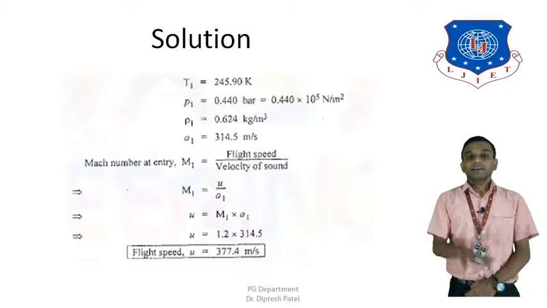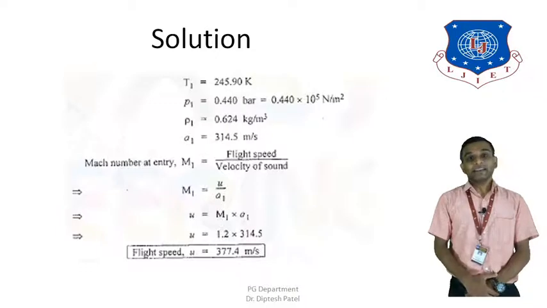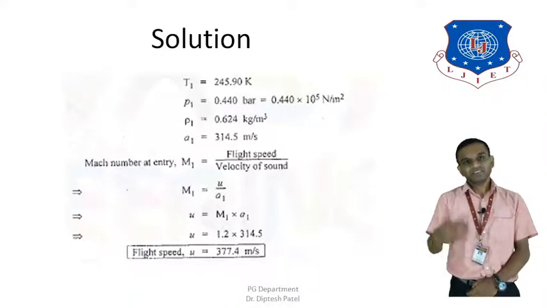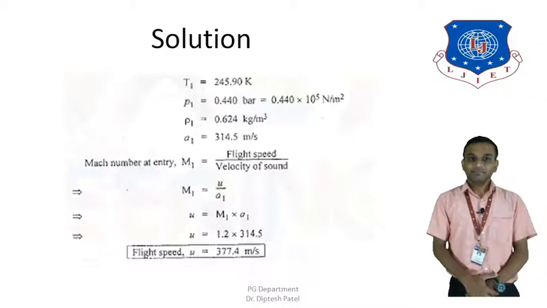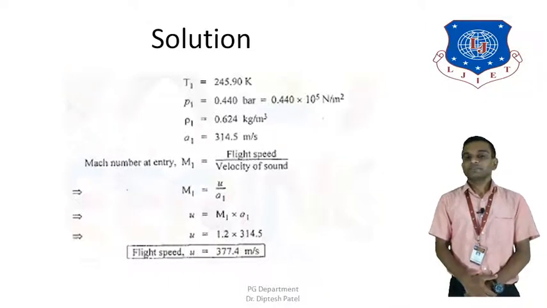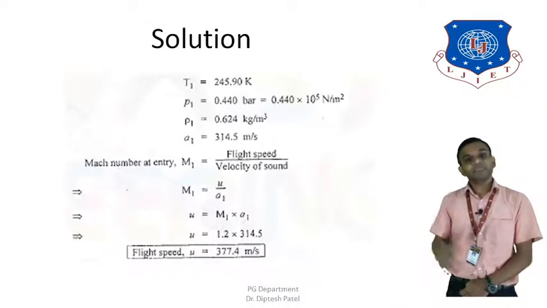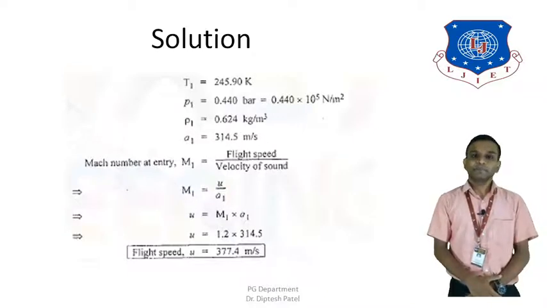Okay, so since we know the Mach number at the inlet, M1, M1 is equal to flight speed divided by velocity of sound. We know this formula, Mach number, which is the ratio of object velocity to the velocity of sound. So therefore M1 is equal to u upon a1. Since we are going to replace that with the values, Mach number is 1.2 and a1 is 314.5. So let's find out the value of u, which is the flight velocity, that would become 377.4 meter per second. So this is our second finding. Now let's move forward.